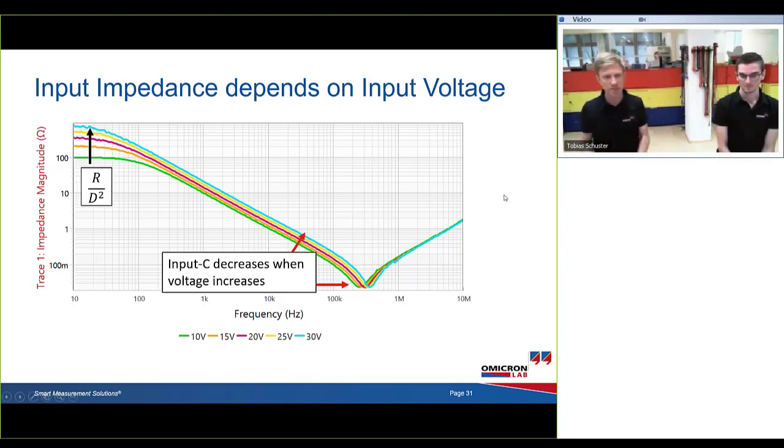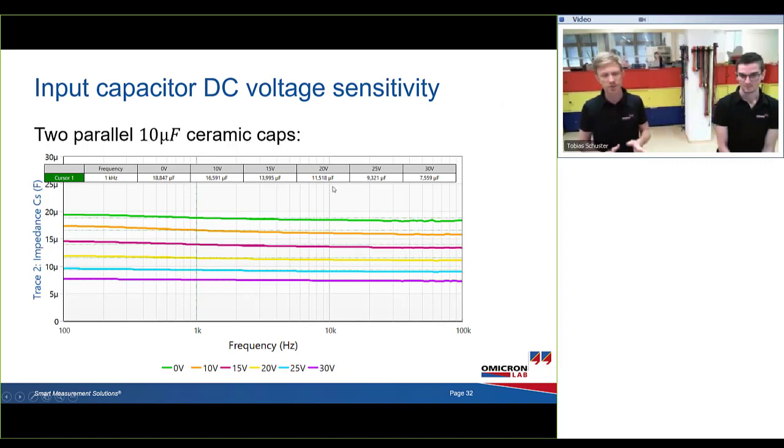And when we analyze that a little bit more in detail, the 2 parallel 10 microfarad ceramic caps from that demo board, if you look at that, at 0 volts they have roughly 18 microfarads, at 10 volts 16, at 15 volts 14, and at 30 volts, so the maximum input of that converter, they only have 7 microfarads instead of the nominal 20 microfarads.